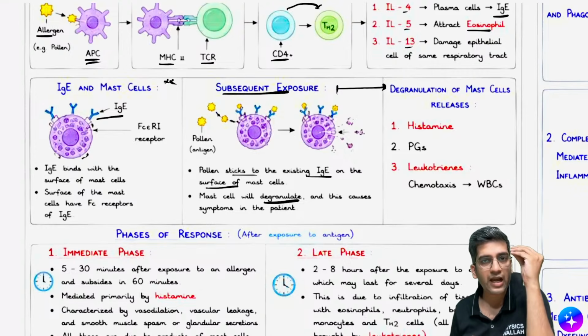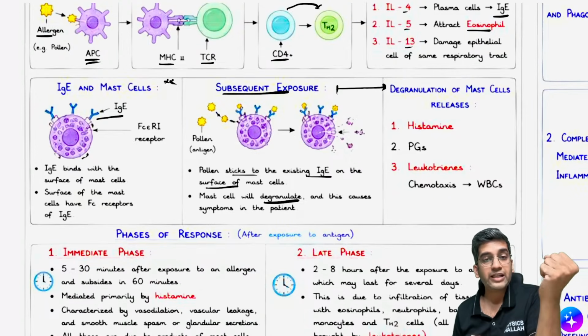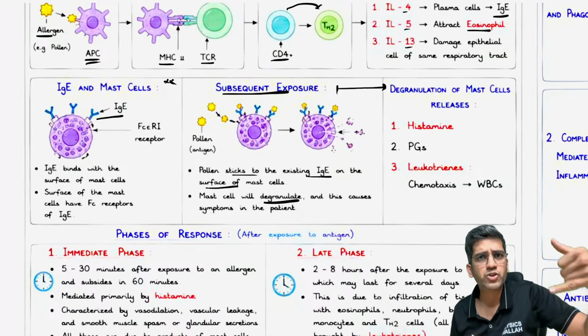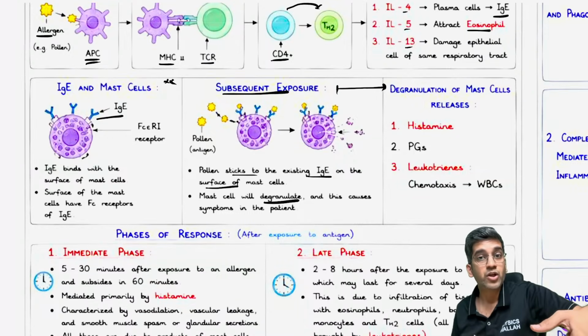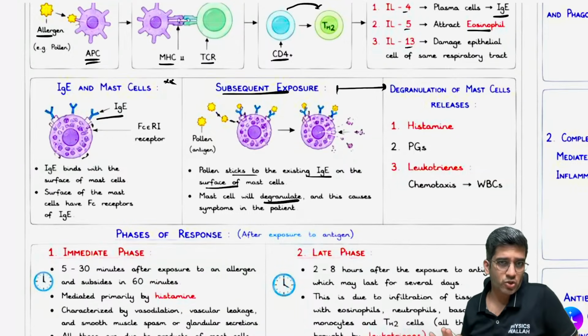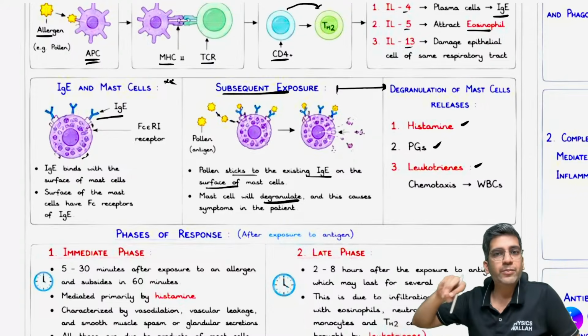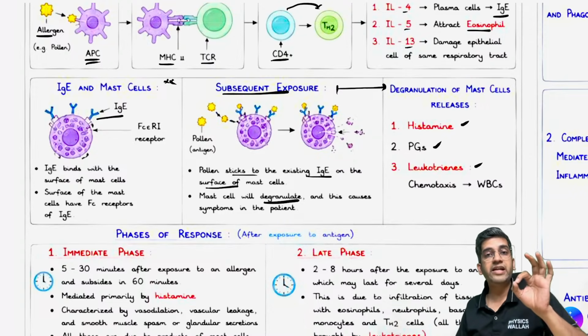The moment the mast cells degranulate, automatically there will be something called pre-stored substances, right? Histamine will be stored, preformed substances, right? We have prostaglandins, leukotrienes, and there are newly formed substances also, right? The moment the degranulation happens, you'll have histamine, prostaglandin, leukotriene, everything released. This will cause the immediate phase response.